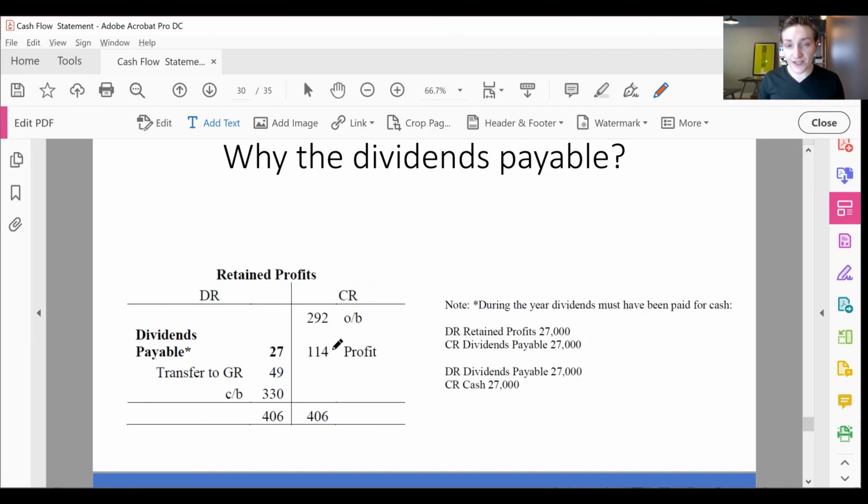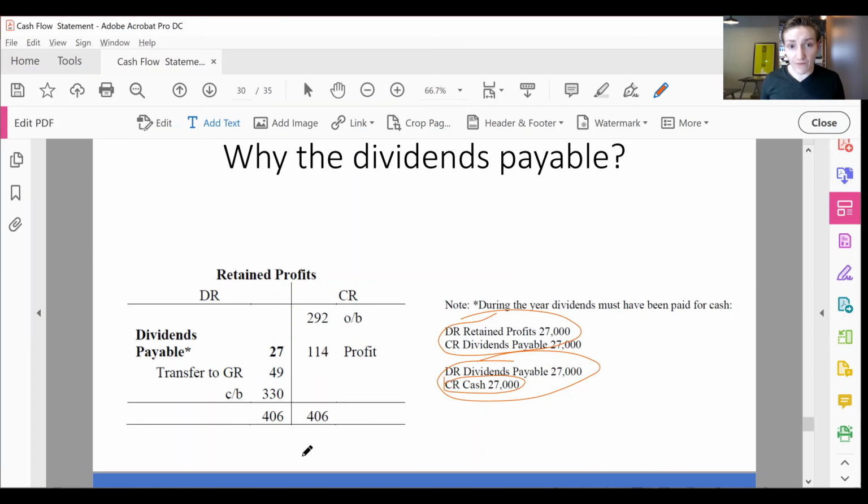I mentioned those dividends must have been paid for cash. It's worth emphasizing that with these dividends, the firm to begin with will debit retained profits, credit dividends payable when it declares the dividends. When it ultimately pays the dividends, it will be debit dividends payable, credit cash. During the year, the dividends will be paid for cash because they'll need to have been paid by the end of the financial year. So hence why we've got a credit to cash of 27 associated with those dividends.